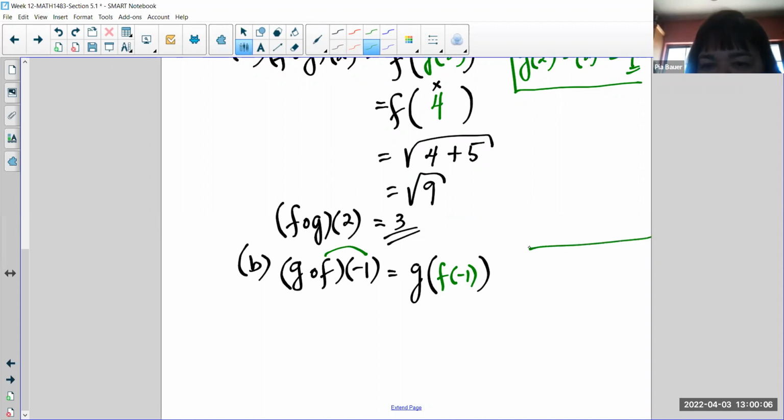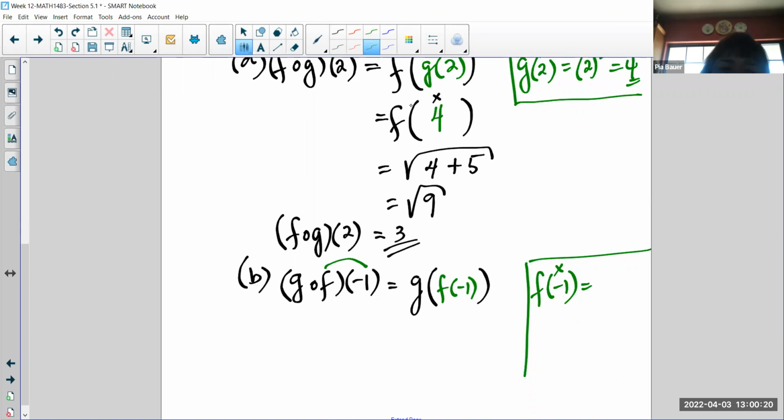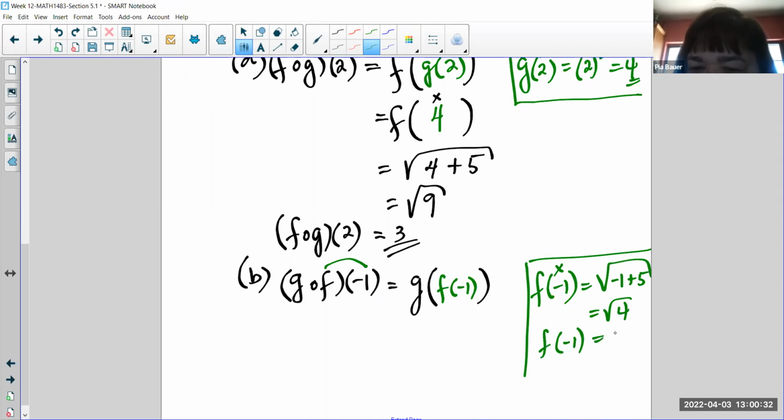And I like to do that on the side, a little box, find f of -1. Now this x equals -1, and we go to the formula for f. Notice that f is the square root of x plus 5. So then I'm going to have the square root of -1 plus 5. That gives us the square root of 4. And f of -1 turns out to be a 2.